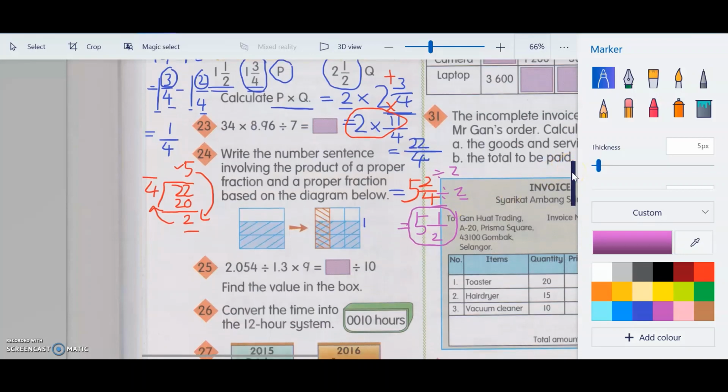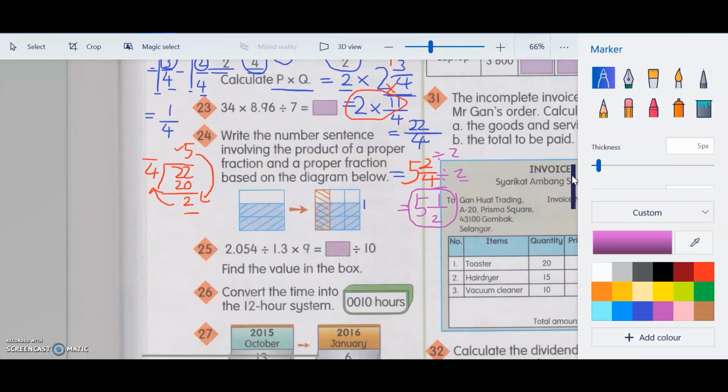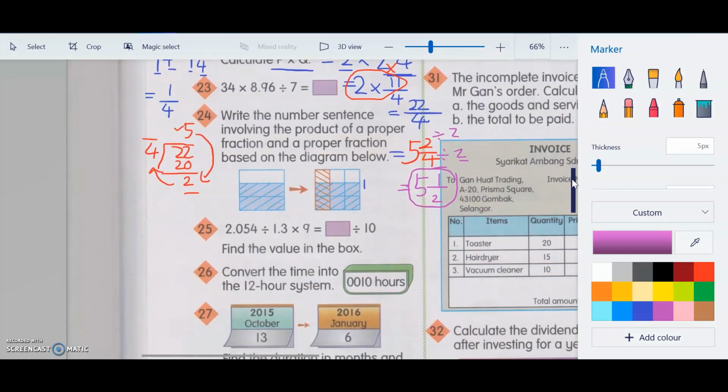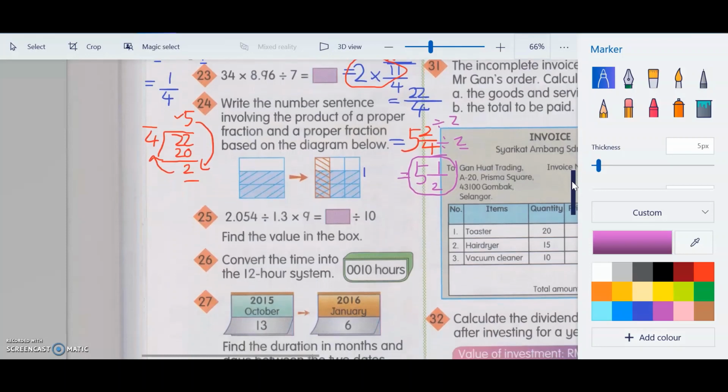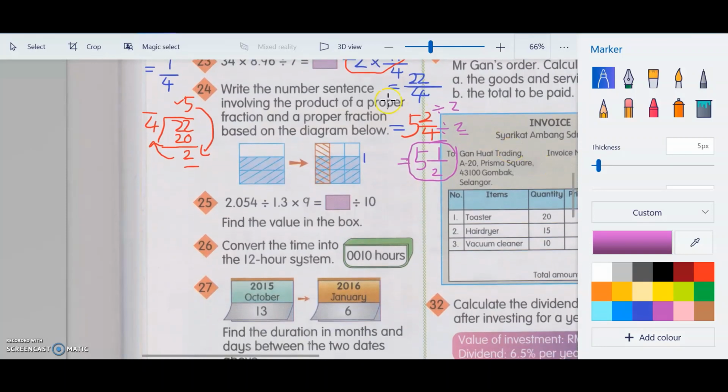You can always pause the video and continue watching the next day. You don't have to watch it all at once. Okay, let's just do one last question.